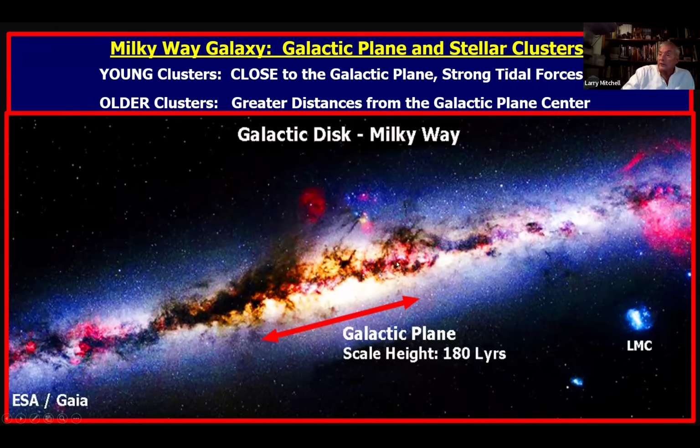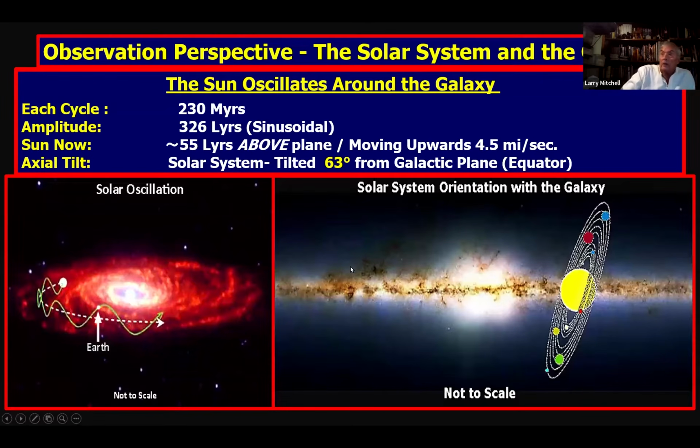So most of your young open clusters are located along this thin galactic plane. There are some clusters which are older and they have moved away from the plane where there is less turmoil and less turbulence, and they can last for hundreds of millions, if not billions of years. So this is where we see most of the open clusters, and when we look up at the Milky Way sky at night, that's what we're looking at.